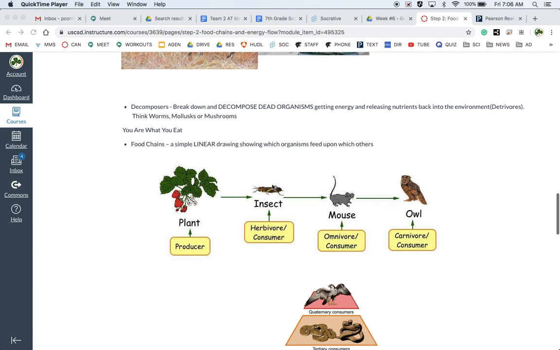Why? Because this insect eats the plant. This insect is passing on its energy to the mouse. Why? Because this mouse eats the insect. This mouse is passing on its energy to the owl. Why? Because this owl eats the mouse. So that's a good way to understand it: the energy is being passed on to the next organism.